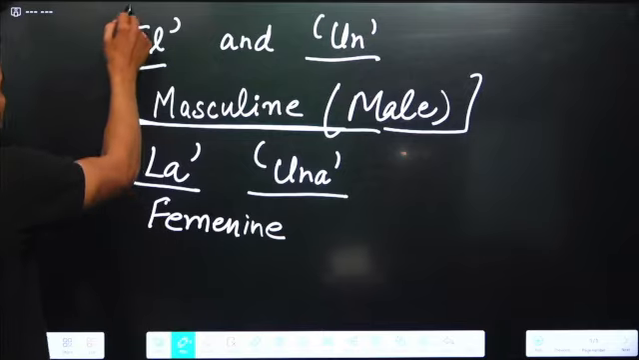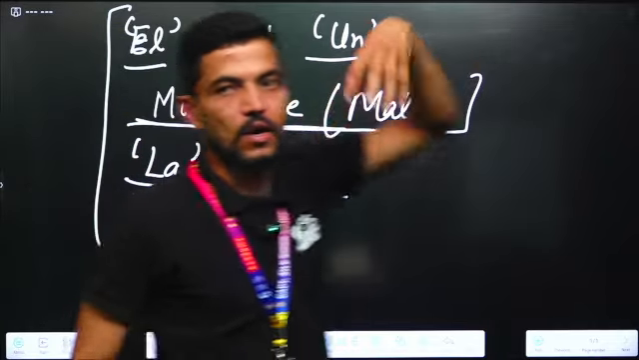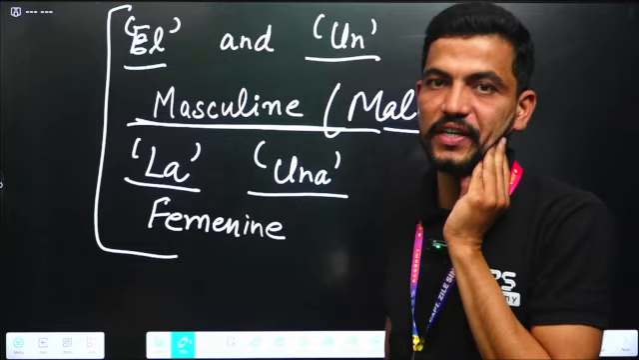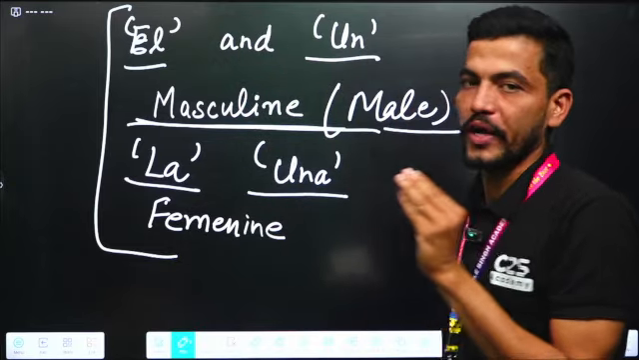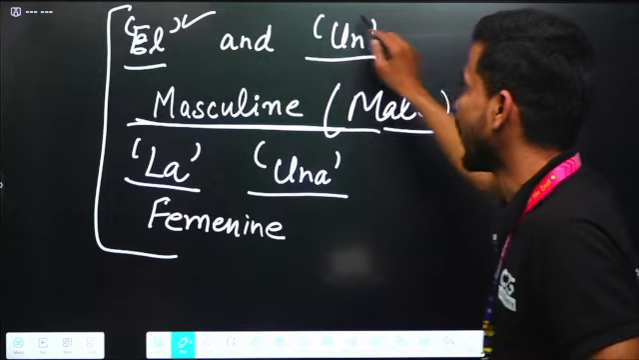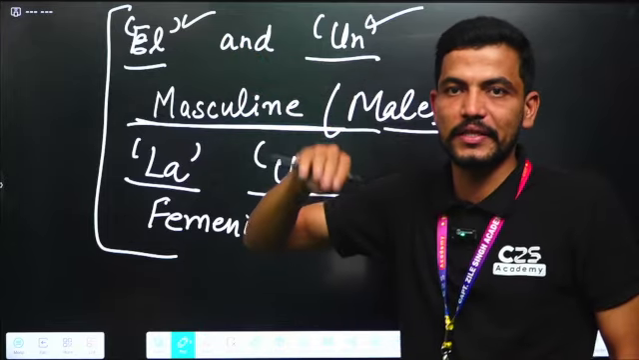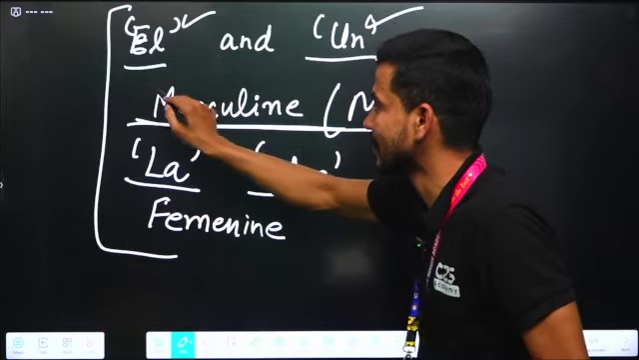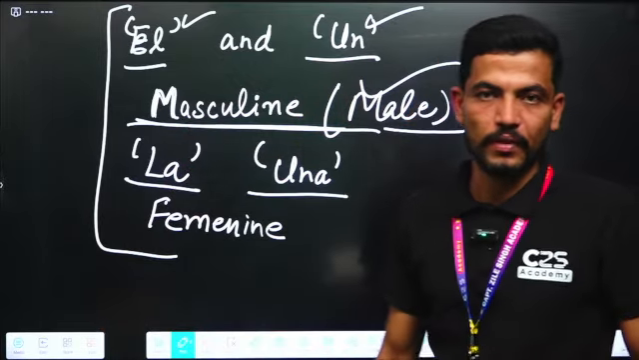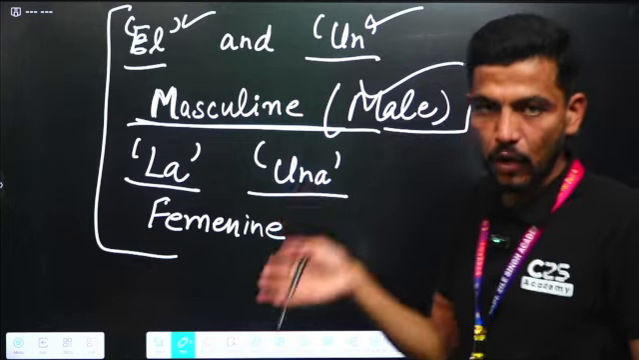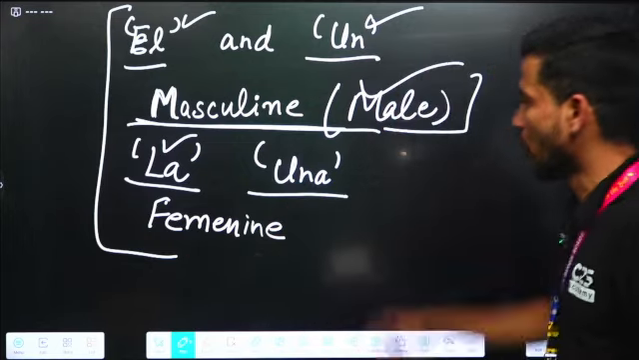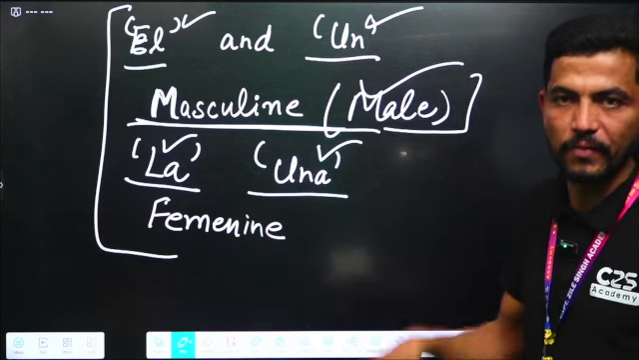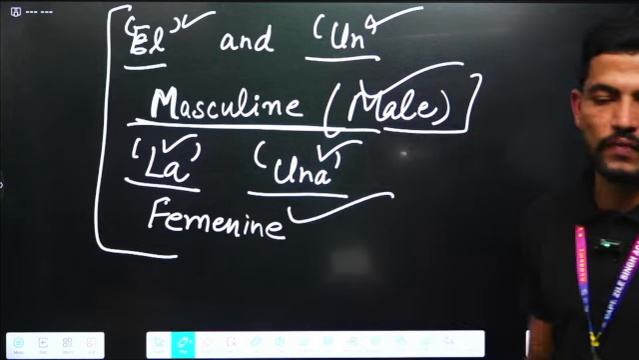So a noun basically is a naming word for any living substance or any living thing. And before the noun, if we have el and un in Spanish, then it means the word is masculine, meaning male. And before the noun, if we have la or una, it refers to female. It represents the female gender. So it is feminine.